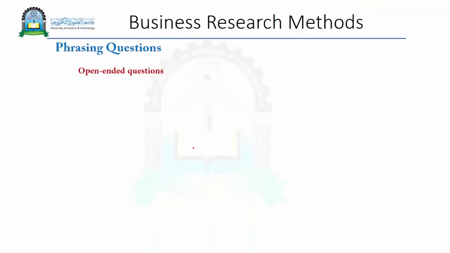The second thing is phrasing the questions. We talked about two types of questions: open-ended questions, which are the WH questions, where questions need answers and there are no options. And the second one is what we call fixed alternative questions. So let's start with the open-ended question. Essay questions and short answer questions are considered open-ended questions.